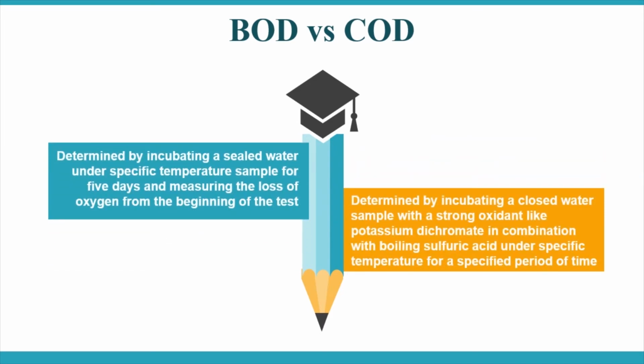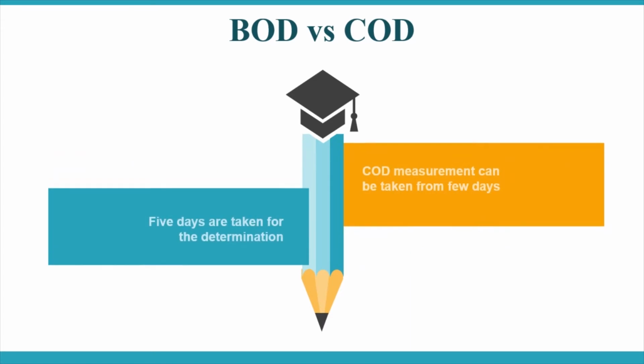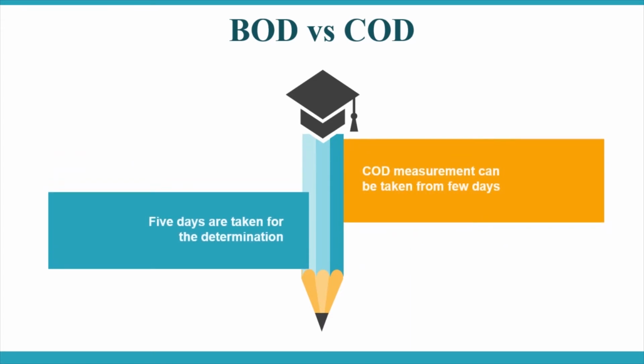BOD is determined by incubating a sealed water sample under specific temperature for 5 days and measuring the loss of oxygen from the beginning of the test. But the COD is determined by incubating a closed water sample with a strong oxidant like potassium dichromate in combination with boiling sulfuric acid under specific temperature for a specified period of time. 5 days are taken for the determination of BOD, while COD measurement can be taken in a few hours.